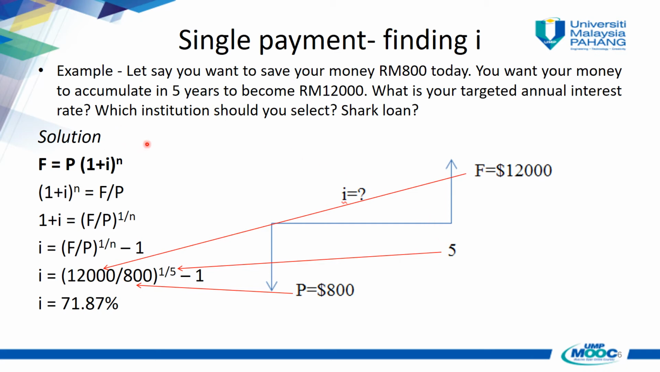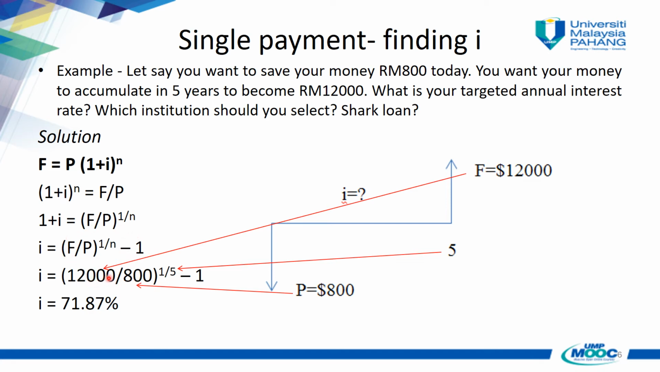We know that the formula for finding the future value is F equivalent to P multiplied by 1 plus I to the power n, and then we just calculate for I. We see that I is equivalent to F over P to the power 1 over n, minus 1, and then we insert all of these values in this new formula.